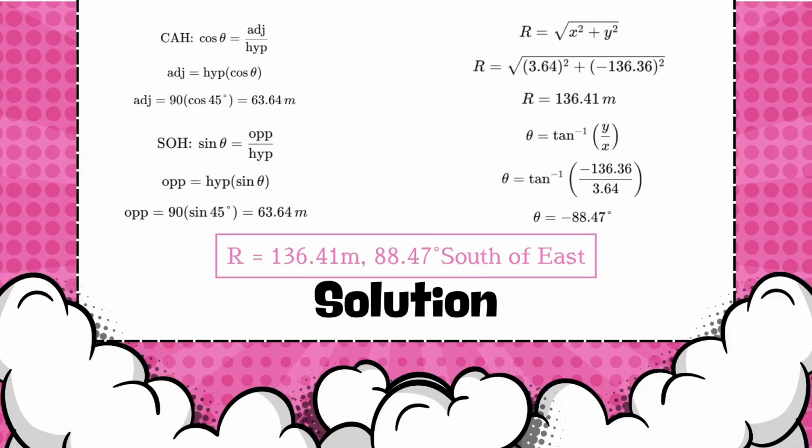To get the magnitude, we use the Pythagorean theorem. The square root of 3.64 squared plus 136.36 squared, which equals about 136.41 meters. The direction is almost due south, tilted slightly to the east. The angle is about 1.53 degrees east of south. Now we have the rider's displacement. It's approximately 136.41 meters, bearing south 1.5 degrees east.